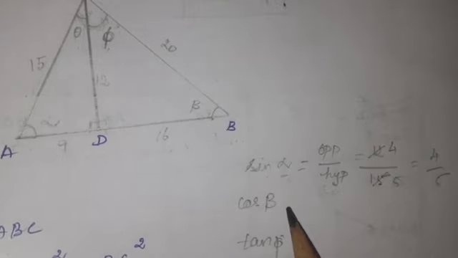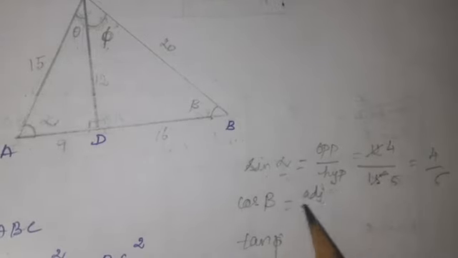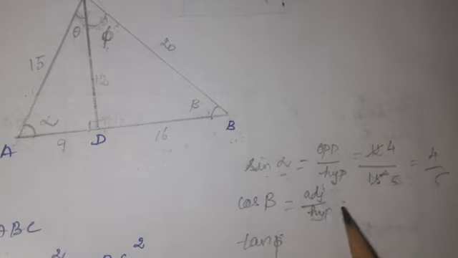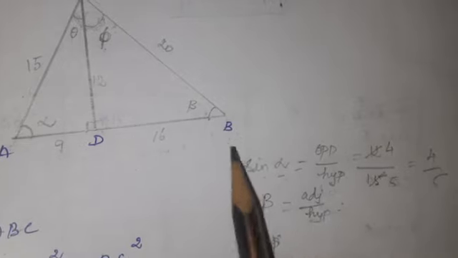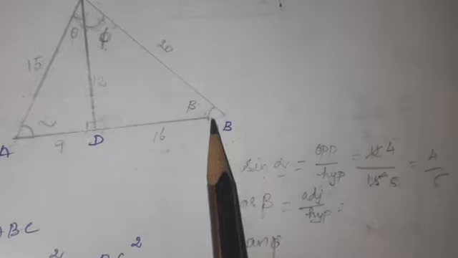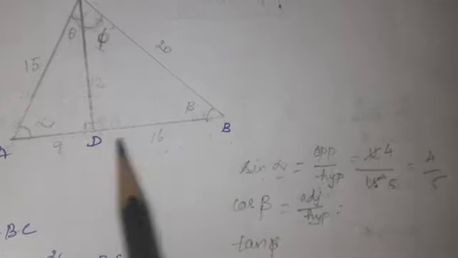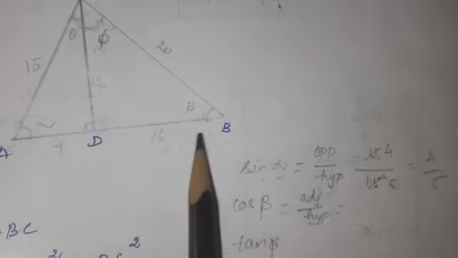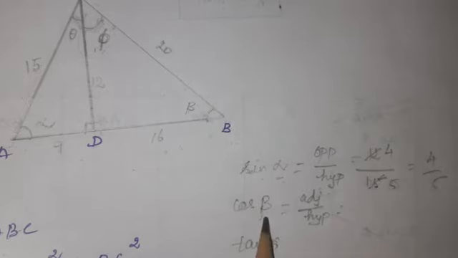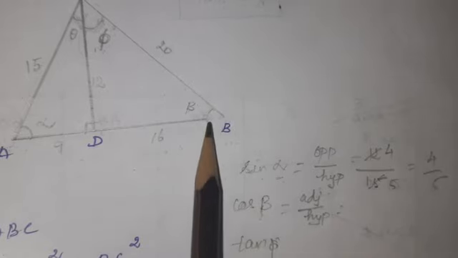Next, I'm going to find cos beta. The cos formula is adjacent by hypotenuse. Beta is given. Where is beta? At B the angle is forming. So you should consider triangle DBC. Here the angle is formed because beta is given.